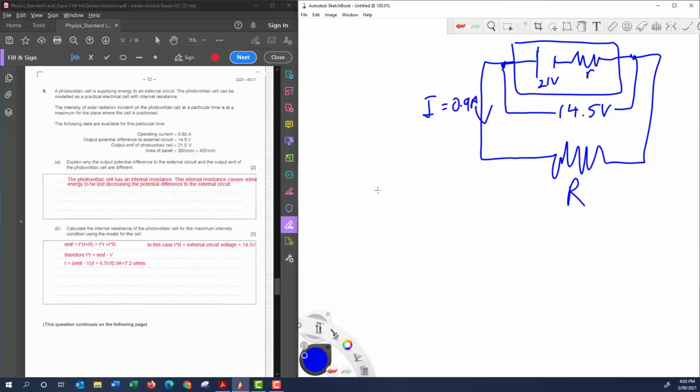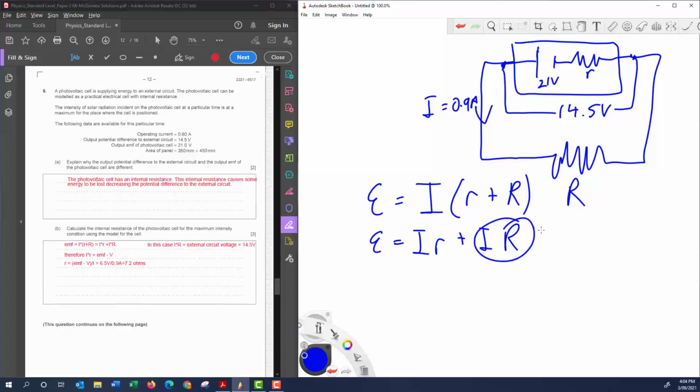Now the formula that we're going to use here is that our EMF is equal to I times (little r plus big R). There's a way we can make this simpler: I'm just going to expand the brackets. So I've got I little r plus I big R. Now from Ohm's law, this I big R is just the voltage drop across big R, which is just the 14.5 volts. So all of this is essentially like that V just here.